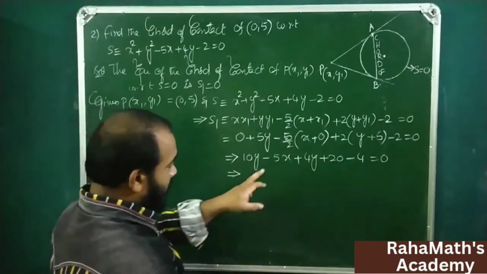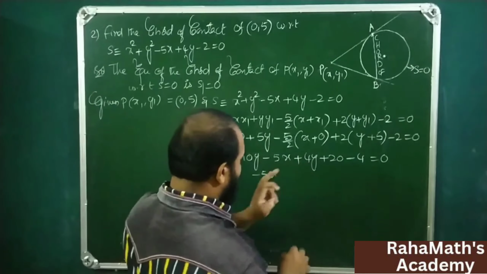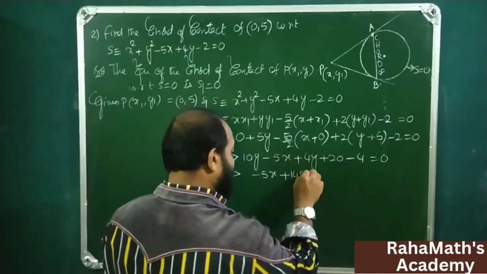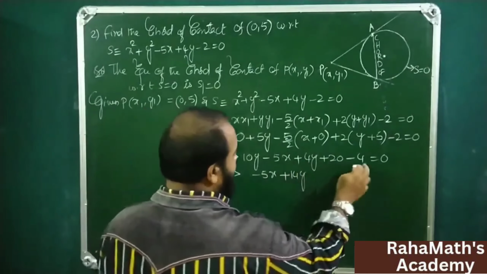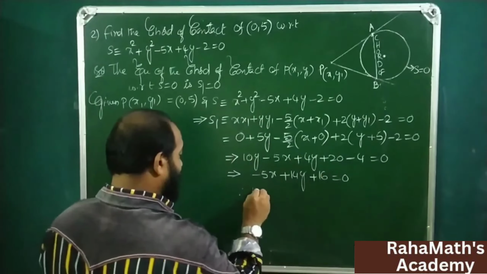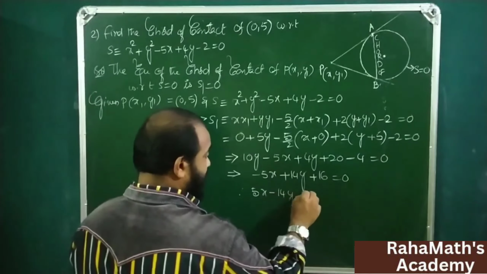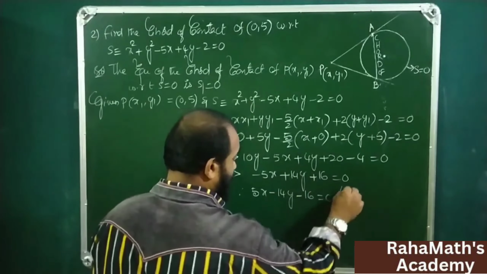So minus 5x, 10y plus 4y, 14y, 20 minus 4 plus 16 equals to 0. Therefore 5x minus 14y minus 16 equals to 0.